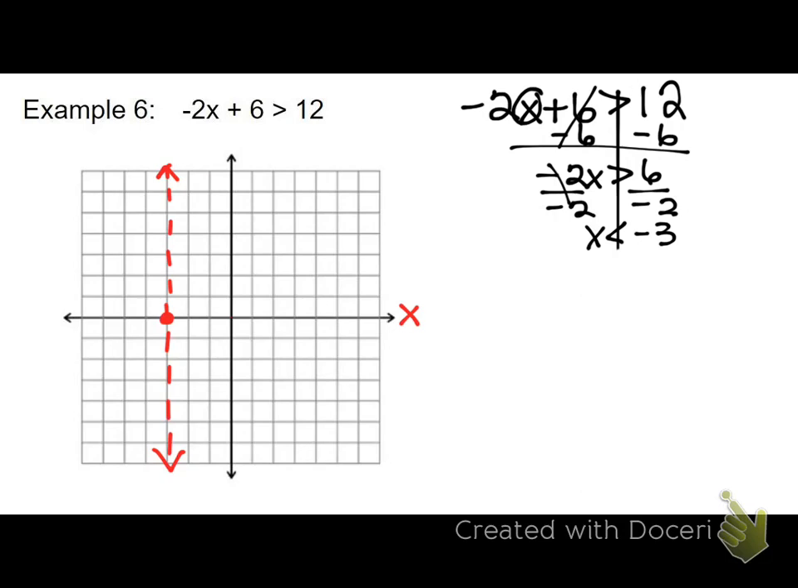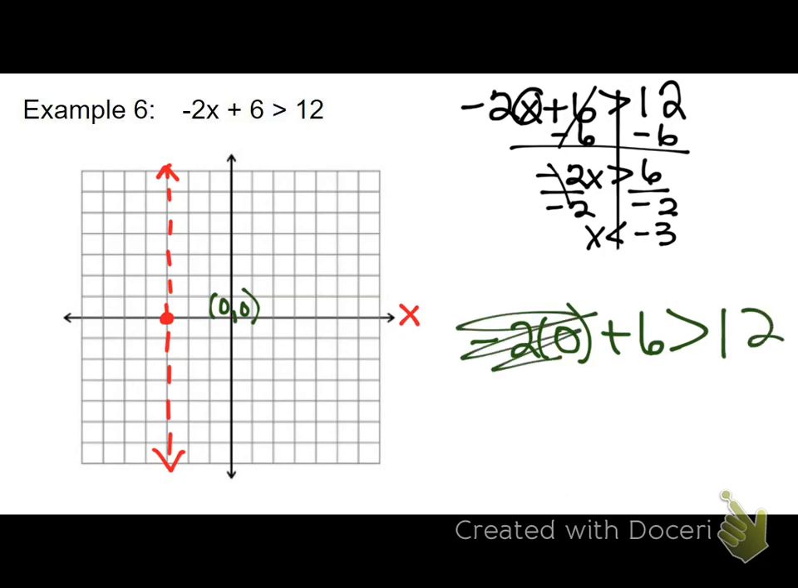Okay, our next step is where we select our test point. What's our test point going to be? 0, 0. So we have negative 2, substitute 0, plus 6 is greater than 12. Anything times 0 cancels. So basically it's 6 is greater than 12. Is that true or false? False. So we shade away from our solution.